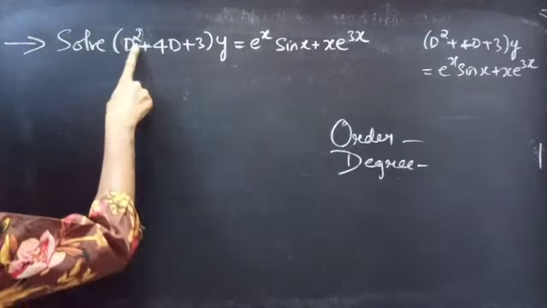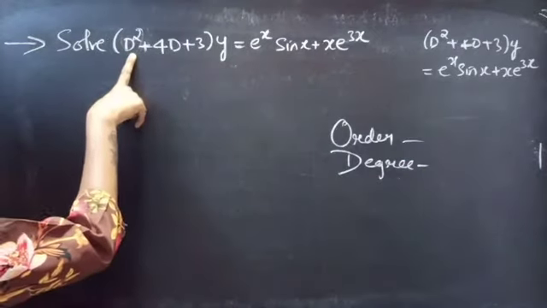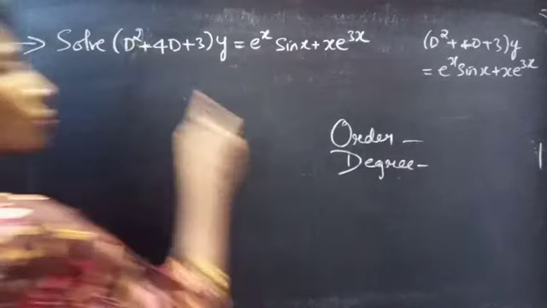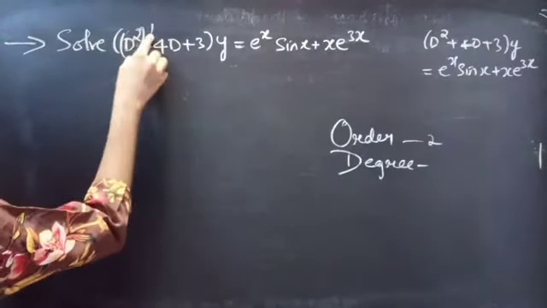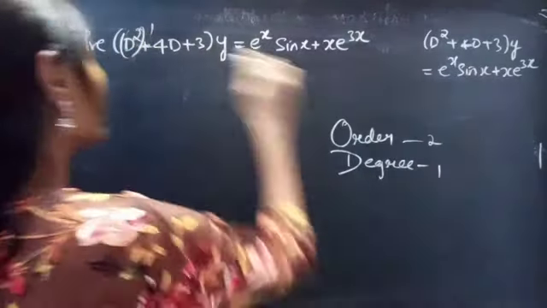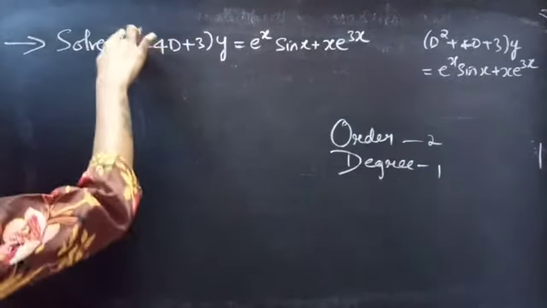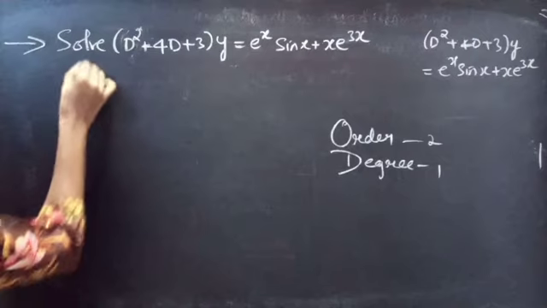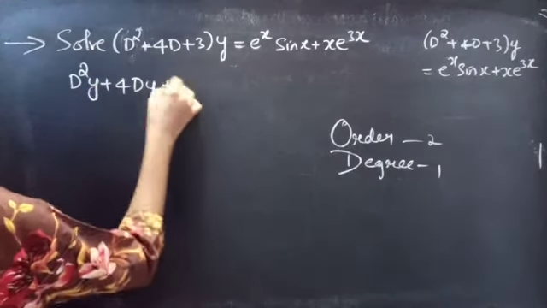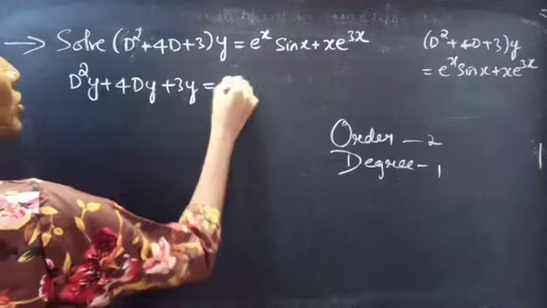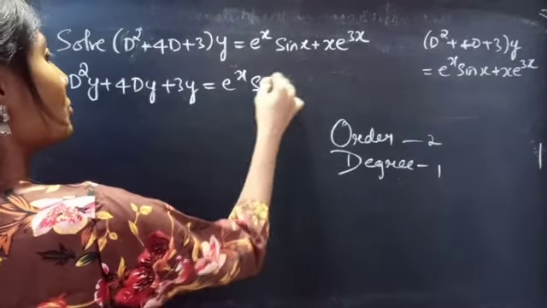Identify the highest derivative here. D² is the highest derivative, so our order will be 2. And the highest power of the highest derivative is the degree. Degree is 1. Or, just write the given differential equation as D²y + 4Dy + 3y equals the RHS part.